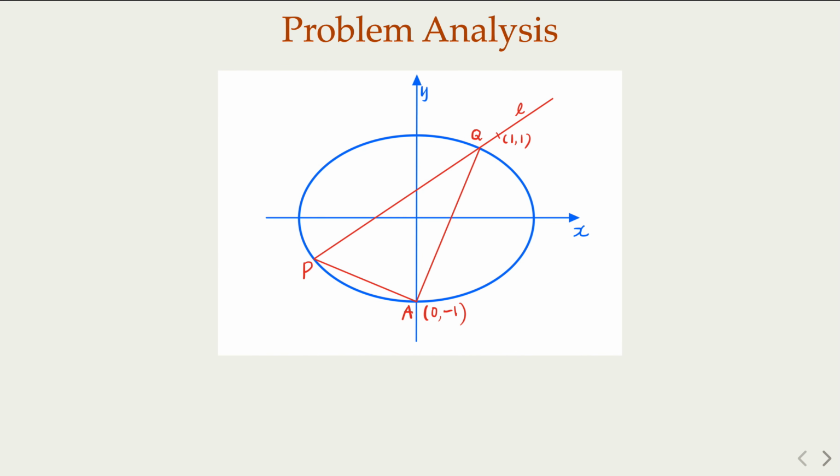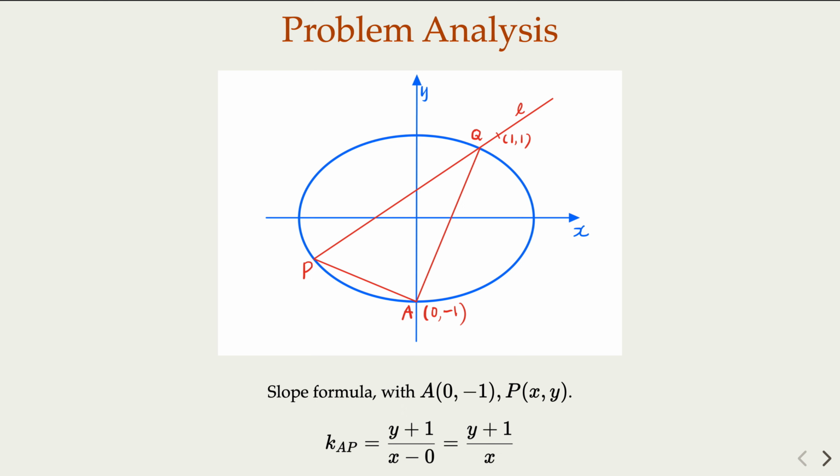Alright, so when we look at this problem, we need to figure out how to calculate the slope of a straight line, right? If we know 2 points, the slope by definition is the difference of y divided by the difference of x. In this case, A is (0, -1), that is fixed. P and Q really depend on how L and its slope are, right? So the formula for, for example, AP is going to be y minus -1, which is y plus 1, divided by x minus 0. So that's the formula for the slope of AP.